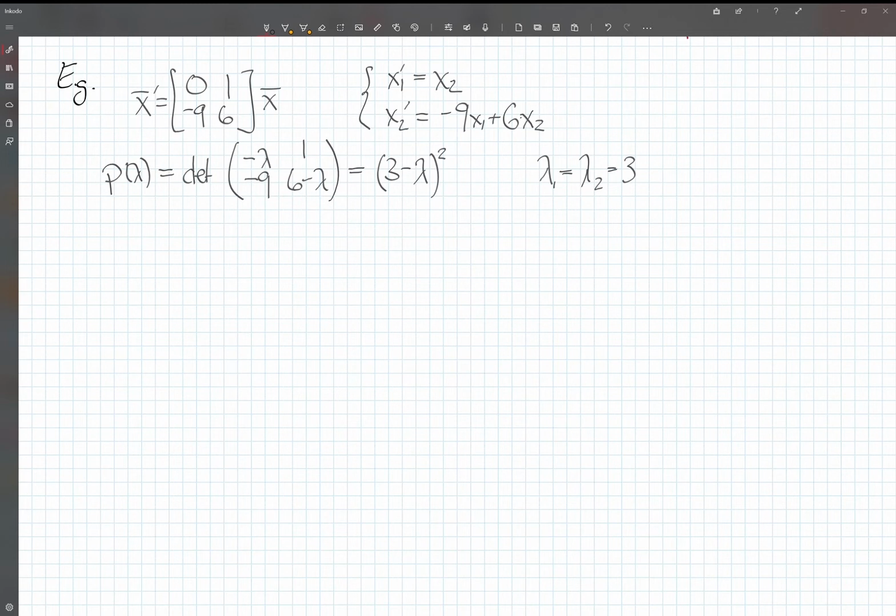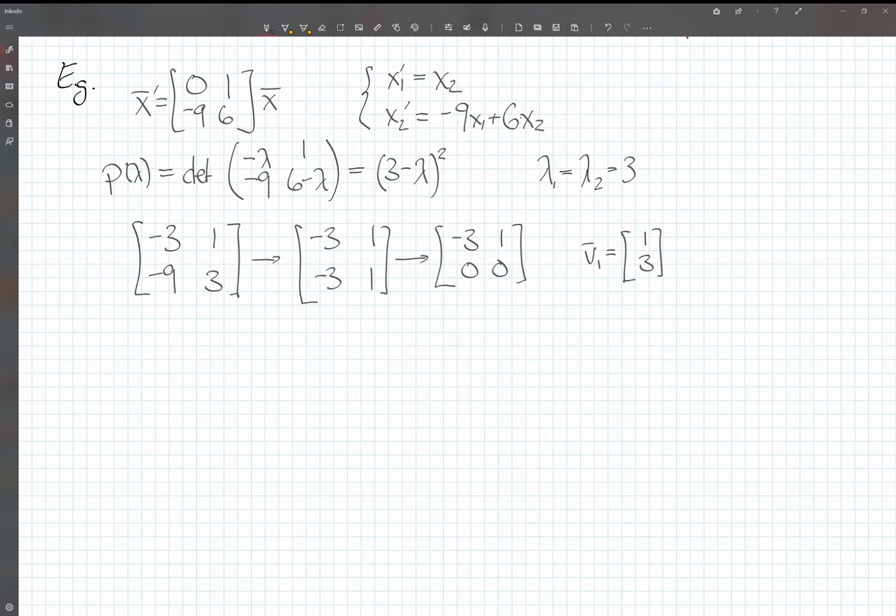Let's find the eigenvectors, which we do by computing A minus lambda I and row reducing so that we can find the null space. You can see here that the rank of the row reduced form, which means the rank of the original matrix, is 1, which means there is a one-dimensional null space, spanned by the vector (1, 3). We've just discovered that the algebraic multiplicity of the eigenvalue 3 is 2, but its geometric multiplicity is 1.